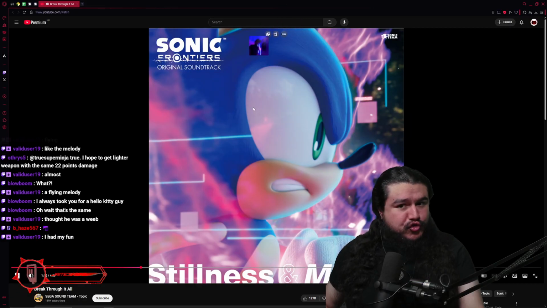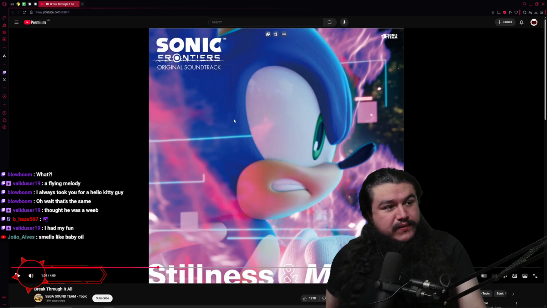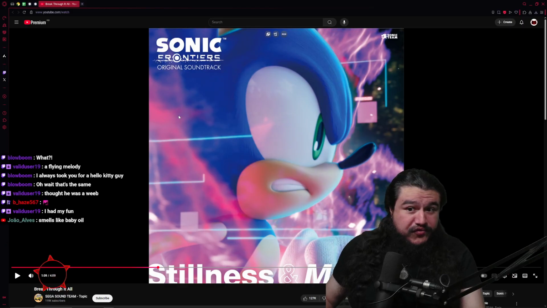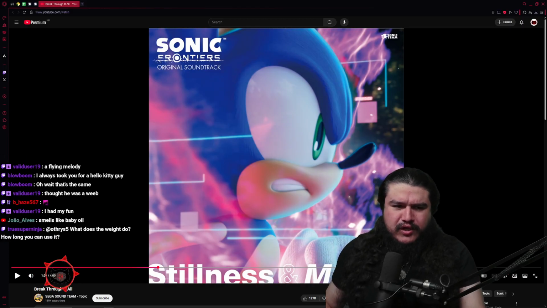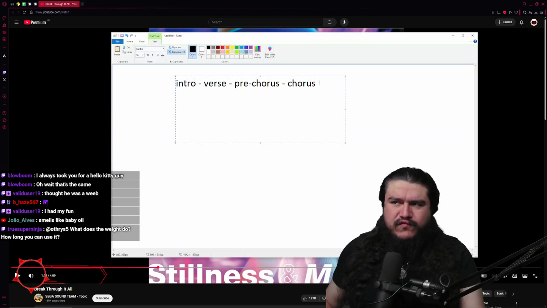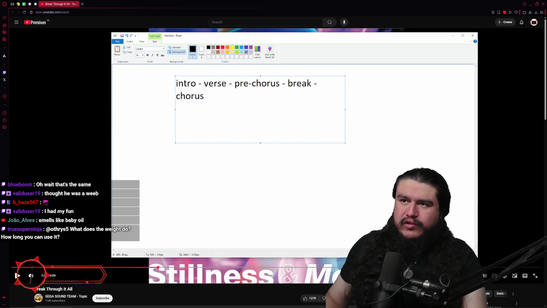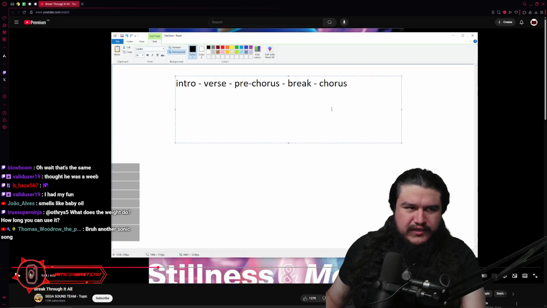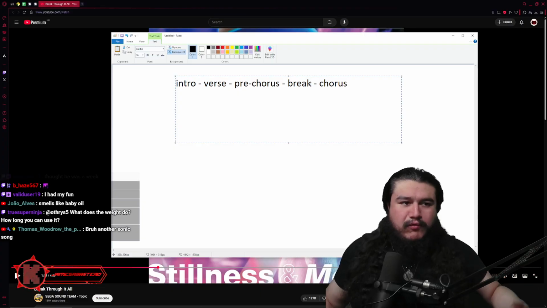Okay, so this could be the chorus, but let's see. That might have been the chorus, unless this is a break before the chorus. This would be a very unusual thing to do, to put a pre-chorus, then follow it with a break, and then going to the chorus. It is perfectly possible. A break is an instrumental break, and in this case, it would be a breakdown.